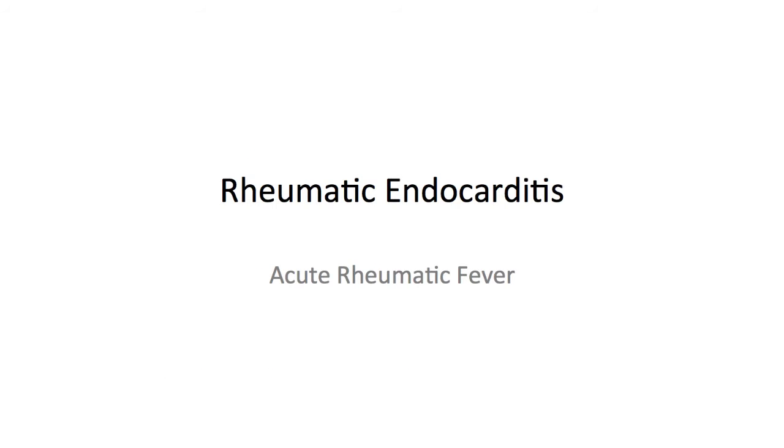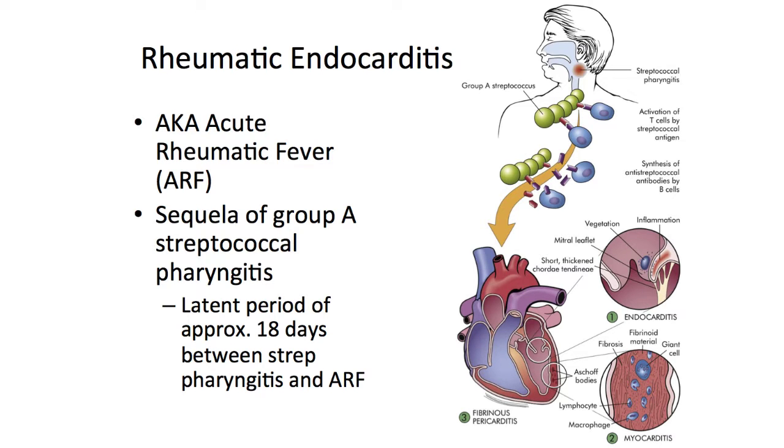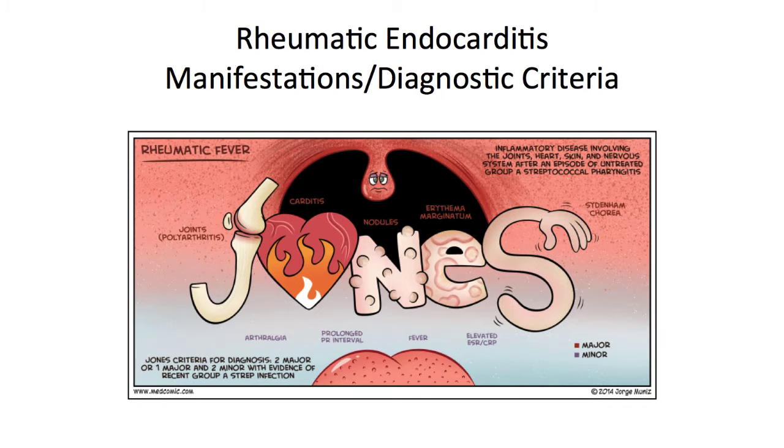Now we'll discuss a couple of additional diseases of the endocardium, starting with rheumatic endocarditis, also referred to as acute rheumatic fever. Rheumatic endocarditis is often a sequela of group A streptococcal pharyngitis. There's usually a latent period of approximately 18 days between the streptococcal infection and acute rheumatic fever. Acute rheumatic fever is an inflammatory disease involving the joints, heart, skin, and nervous system. As I mentioned, it follows an episode of group A streptococcal pharyngitis.